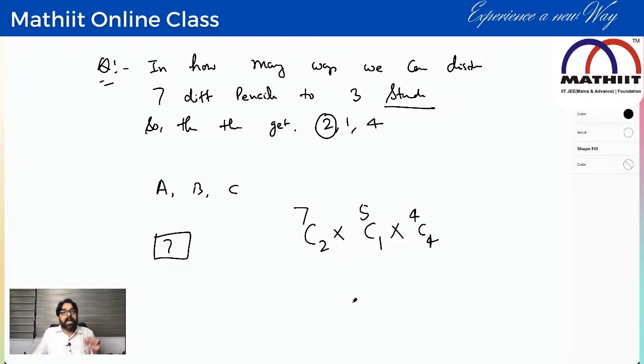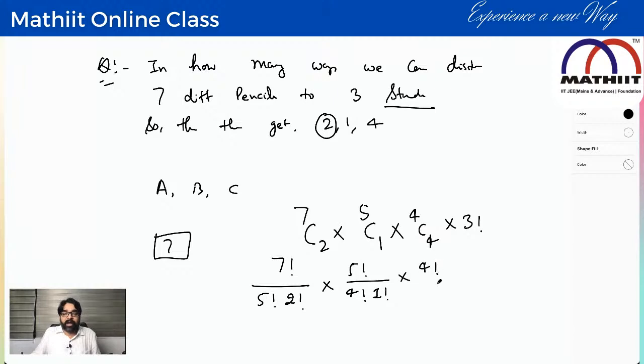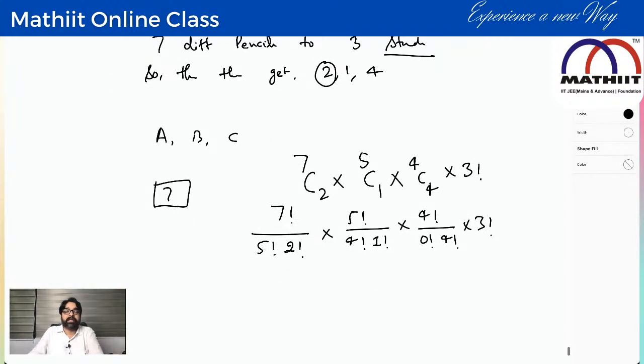Now these 3 packets I have to arrange. In how many ways? If there is nobody to receive the group, then this is the answer. But here, since they are to receive the group, it is multiplied by 3 factorial. Expand, you will see the same thing. 7C2 means 7 factorial by 5 factorial, 2 factorial. Into 5C1, which means 5 factorial by 4 factorial, 1 factorial. 4C4 means 4 factorial by 0 factorial, 4 factorial. Into 3 factorial. Check, you will see exactly the same thing is coming.